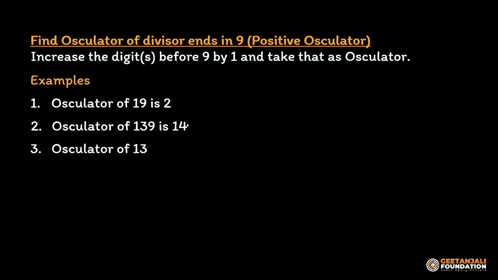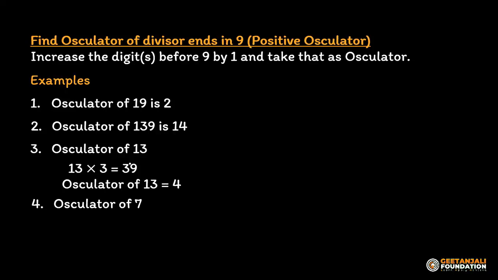Now you have to find the oscillator of 13. It doesn't end in 9. So of course we can get a number which ends in 9. We multiply it by 3, we get 39. So as per the rules, if I try to find the oscillator for this, it is going to be 4, because the digit before 9 is 3 and add 1 to it, that is 4. That is going to be the oscillator for 13. Now the oscillator of 7, this also doesn't end in 9. We can always multiply it by 7 to get 49. So before 9 there is 4. You add 1 to this 4. You get 5. 5 is the oscillator of 7. So this way you can find the oscillator for a number which ends in 9.